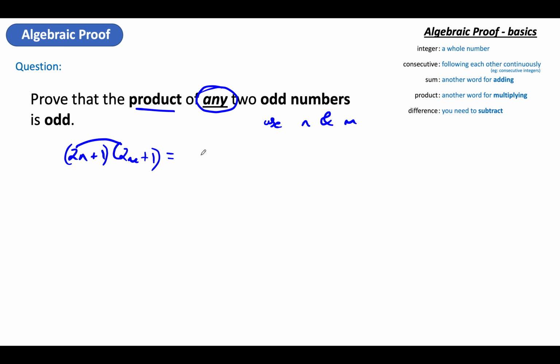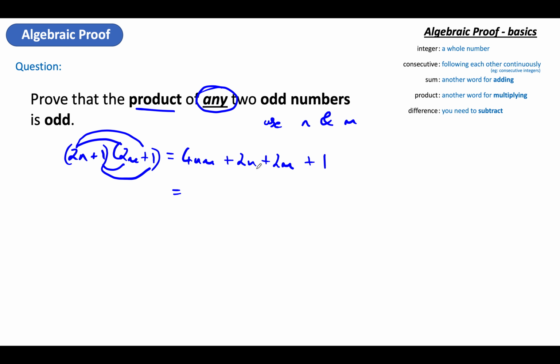Right, first, 2n times 2m will be 4nm. It's not n squared or m squared because it's just n times m. And then outers, 2n times 1 is 2n. And then inners, 1 times 2m will be 2m. I know it's confusing with n and m, but those are generally the letters we use. It's not wrong if you used other letters, but these are the ones we like to use. And then 1 times 1, because we're multiplying, is 1.